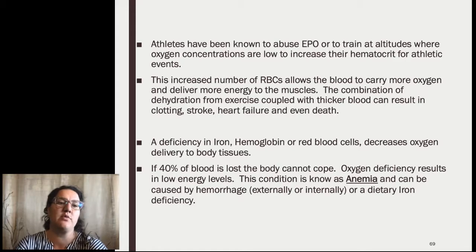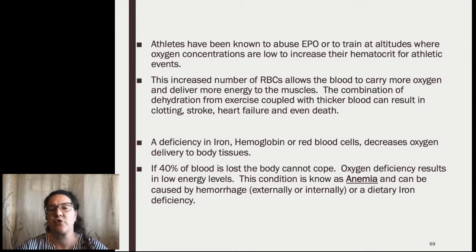So athletes have been known to abuse EPO. This was big, I think, around like 2000 in the Olympics and in things like cross-country skiing, where athletes would take EPO to artificially increase their amount of red blood cells in their body.